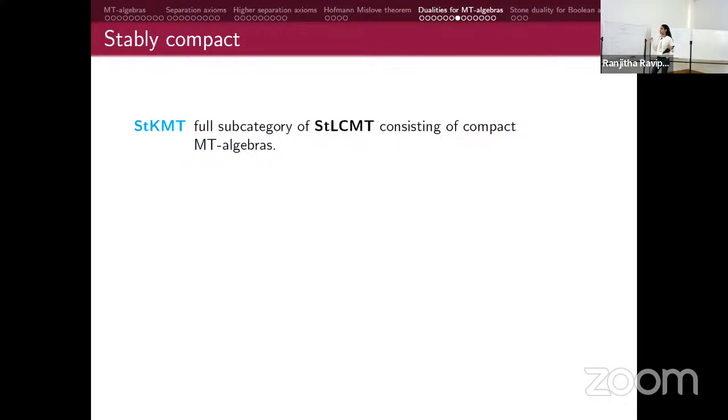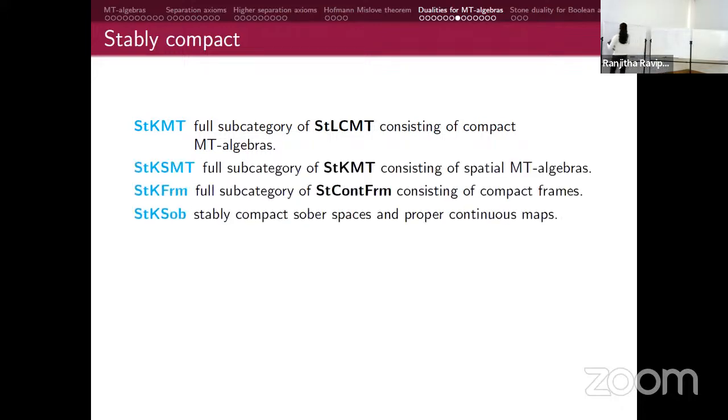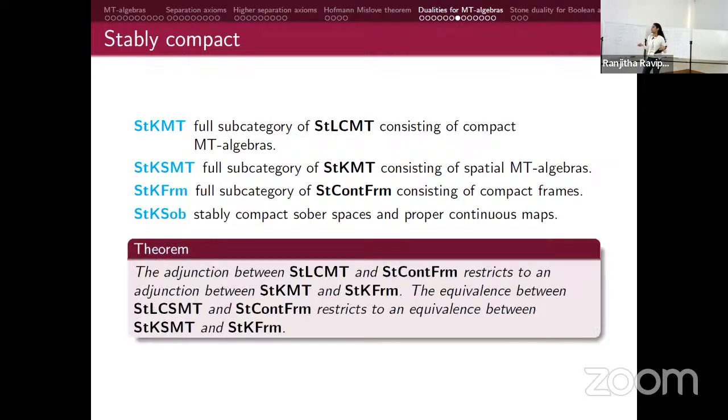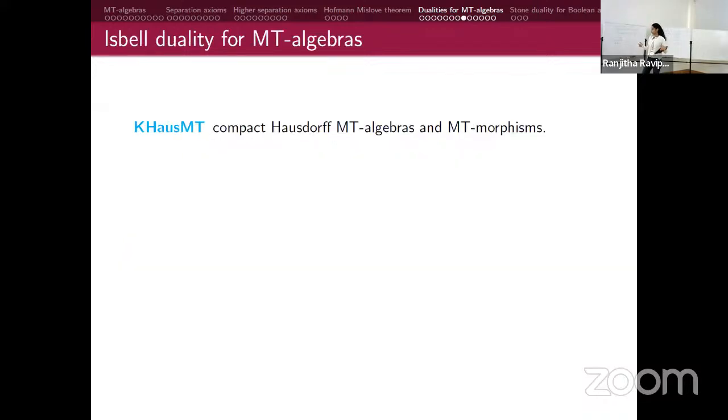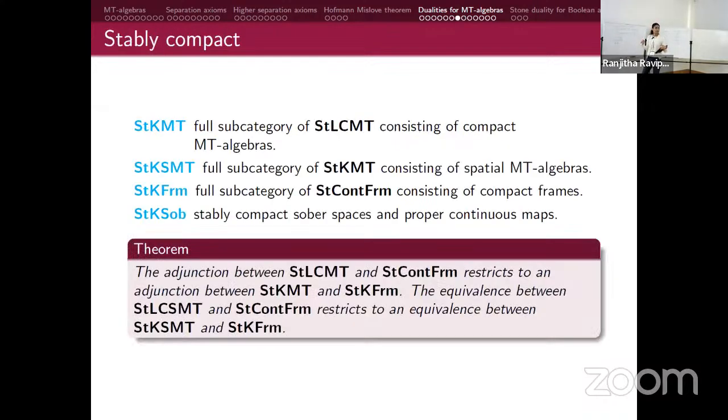And this is my last slide. This will be the same thing, now stably locally compact. After locally compact, I went to stably locally compact. And now finally, I'm going to stably compact, which also includes SOB in it. From locally compact, when I restrict it to compact, I get the dual equivalence. Again, the adjunction restricts and the equivalence restricts. I want to stop here for today.